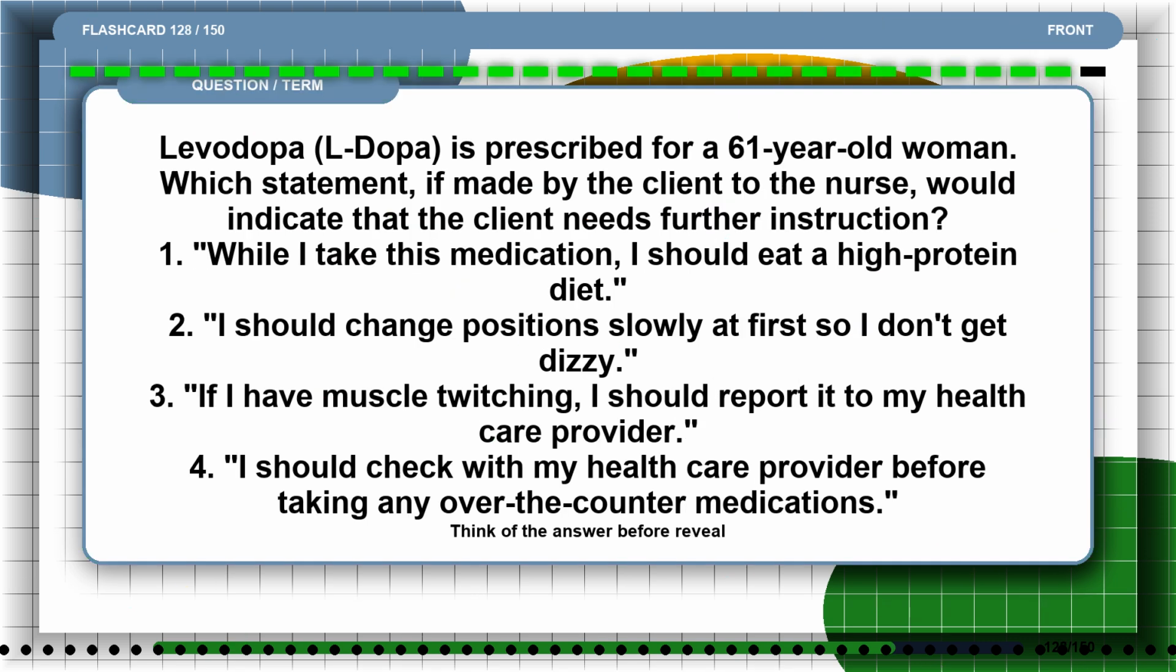Flashcard 128. Levodopa, L-Dopa, is prescribed for a 61-year-old woman. Which statement, if made by the client to the nurse, would indicate that the client needs further instruction?